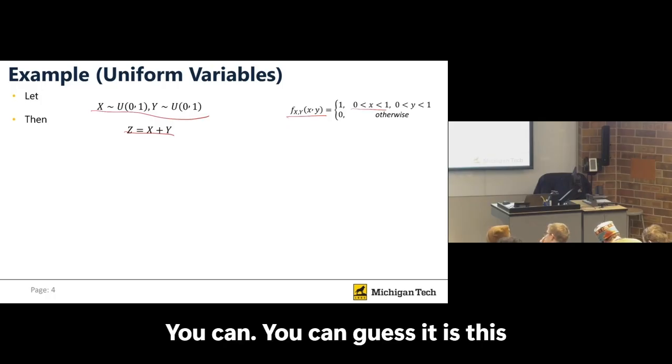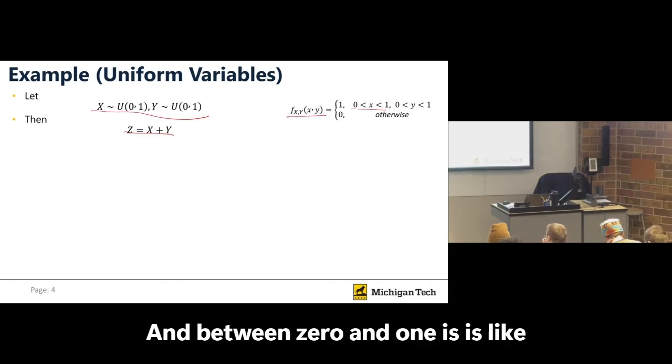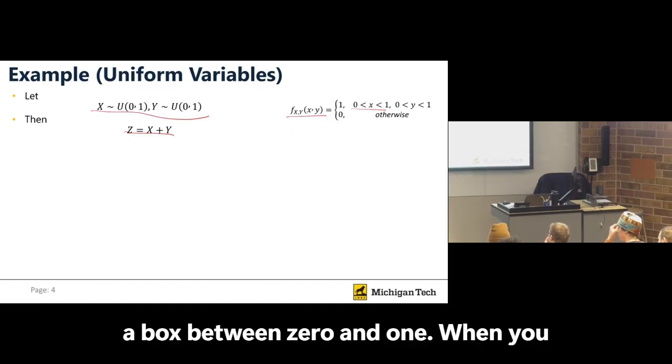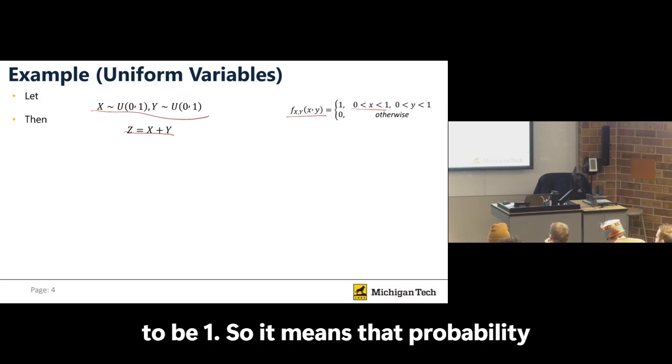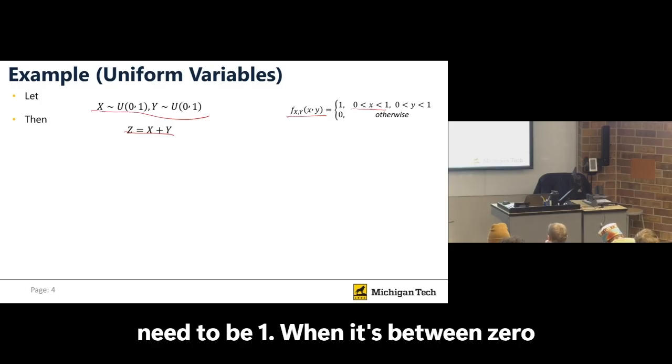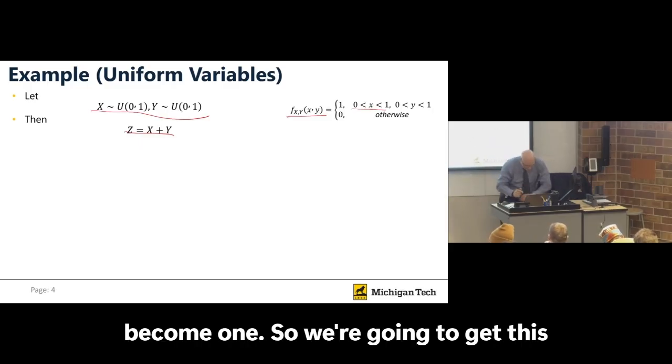You can guess this is uniform. Yeah, uniform is just a line. And between 0 and 1 is like a box. Between 0 and 1, when you multiply them together, it needs to be 1. So it means that probability needs to be 1. When it's between 0 and 1 is 1. And in both cases, it becomes 1. So we're going to get this.